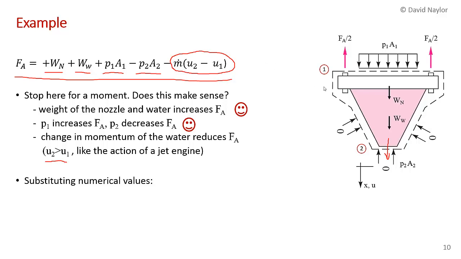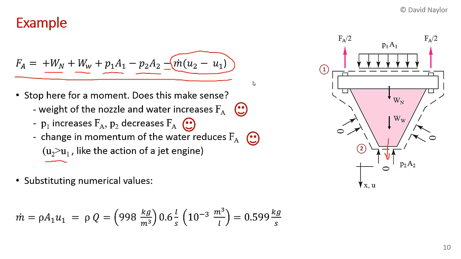And so because water is being accelerated in the positive x direction, that would require a force, and that force reasonably is going to reduce the tension in the bolts. So the sign of that term makes sense. So I'm happy with that term. Now we can start substituting in some values. We have an expression that we like, and it's just a matter of being careful and calculating the values.